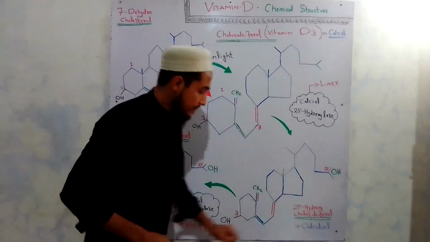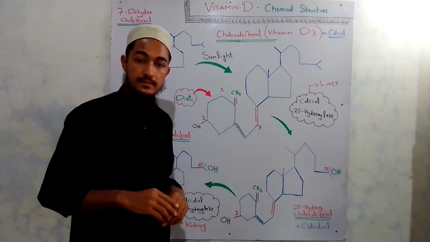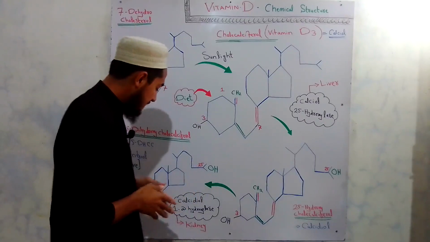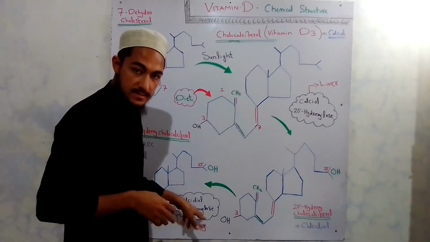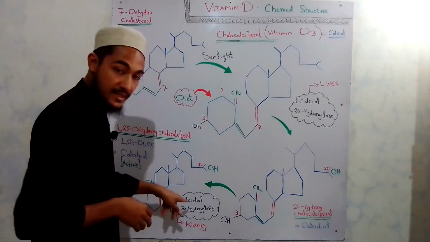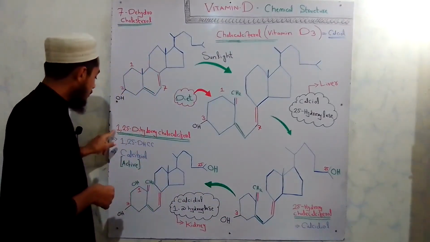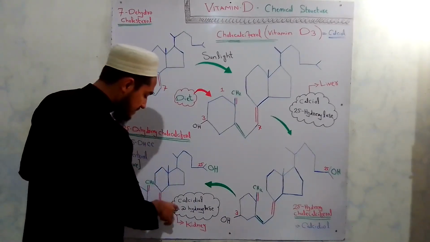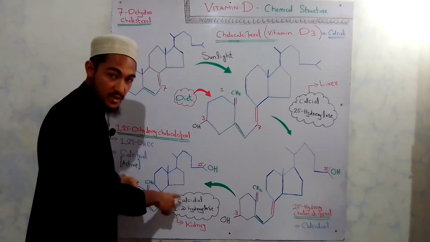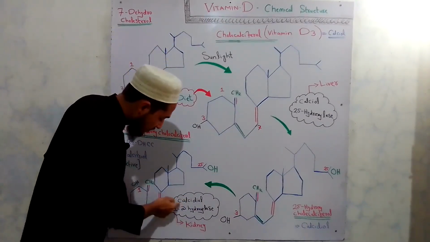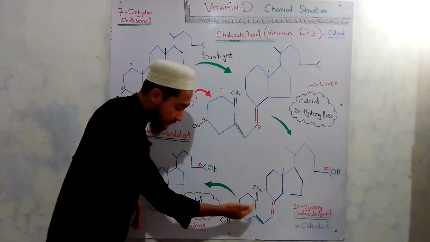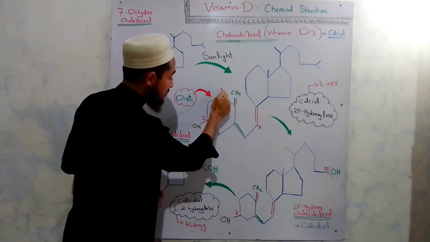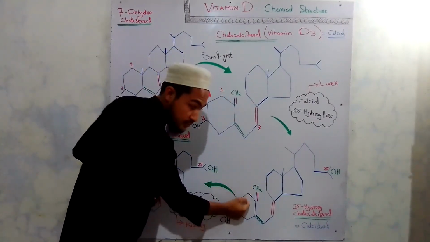The calcidiol will now be converted in the kidneys, in the proximal convoluted tubules of the nephron, by the action of another enzyme called calcidiol 1 alpha hydroxylase, and it will be converted to another form which is called 1,25 dihydroxy cholecalciferol. Usually what happens is that this enzyme, the calcidiol 1 alpha hydroxylase, will add another hydroxyl group at carbon number 1 of this compound, and the position of carbon number 1 is here. I have mentioned it here also. This is the position of carbon number 1, and there also this is the position of carbon number 1.